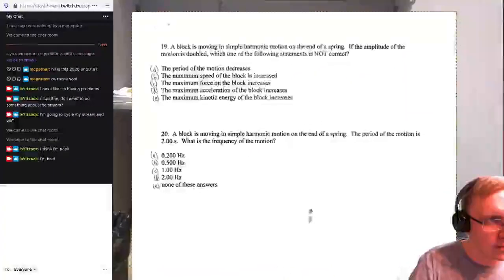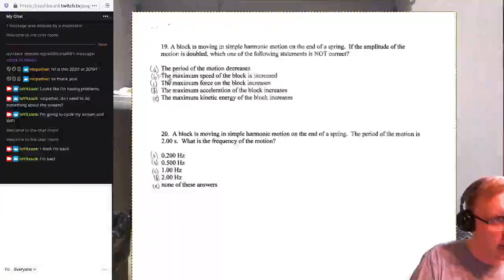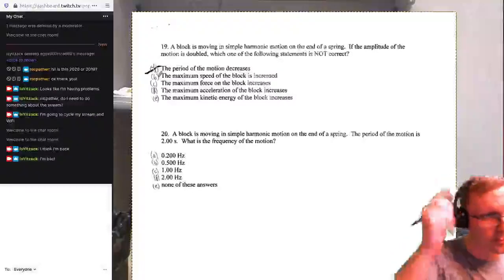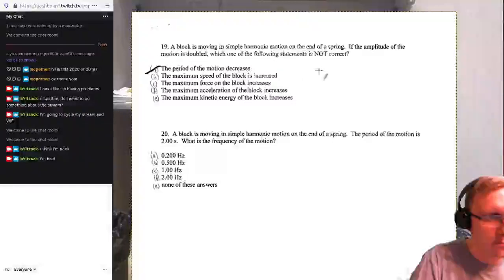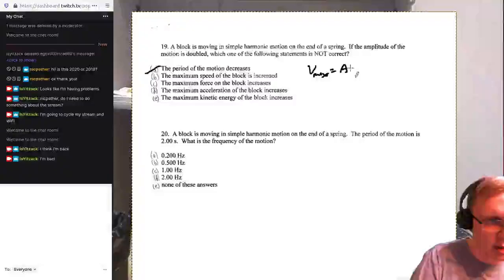Last page. A block is moving in simple harmonic motion on a spring. If the amplitude of the motion is doubled, which of the following statements is not correct? If the amplitude is doubled, what changes? Period of motion decreases. Period is not dependent upon amplitude. Maximum speed of the block is increased. There is a way to prove that velocity V max is equal to A omega. And so if the A is doubled, then the V max will also double.